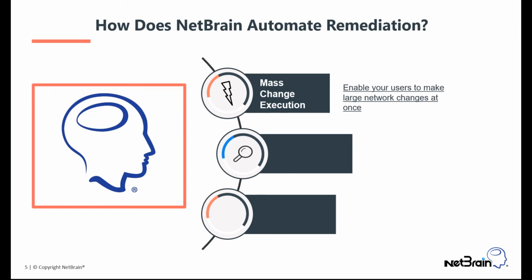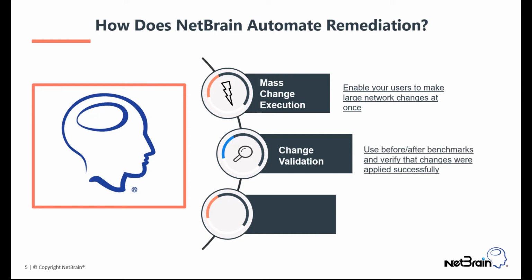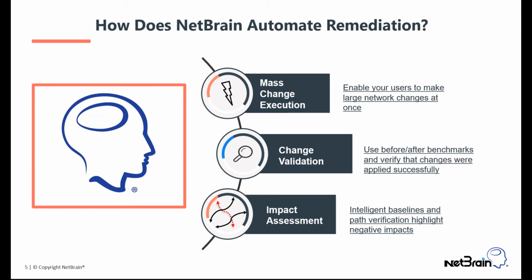NetBrain helps with validating changes after the fact, taking benchmarks beforehand and comparing them with live config data to show users that the change occurred successfully. NetBrain also enables users to assess the impact of a change, using both intelligent baselines and multipath verification to show that no business services were affected, directly or otherwise.